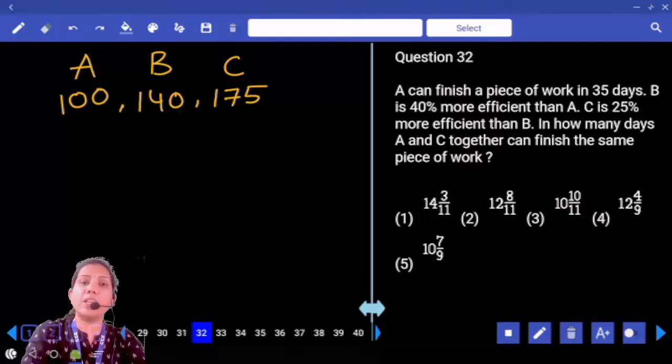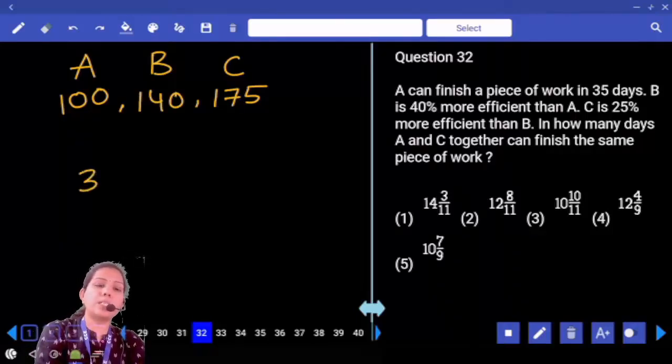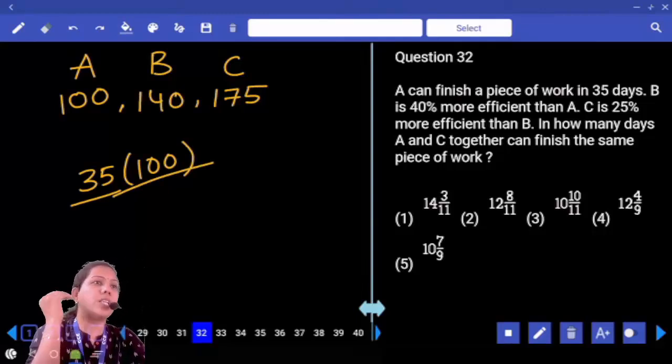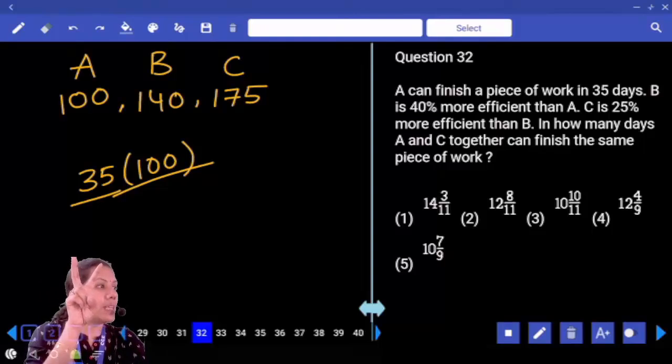And next, A can finish the total work in how many days? 35 days. What is A efficiency? Then total work is equal to 35 into 100. What is 35? Number of days. What is 100? Efficiency. Efficiency into number of days is always work. So 3500 is the total work. And the total work was done by A, C together. What is A efficiency? What is C efficiency?